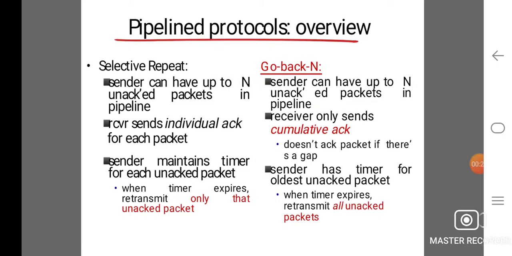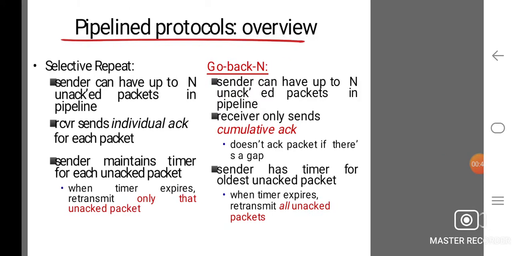Go-Back-N: the sender can have up to n unacknowledged packets in the pipeline. The receiver only sends a cumulative ACK. It doesn't acknowledge a packet if there is a gap. The sender has a timer for the oldest unacknowledged packet. When the timer expires, retransmit all unacknowledged packets.